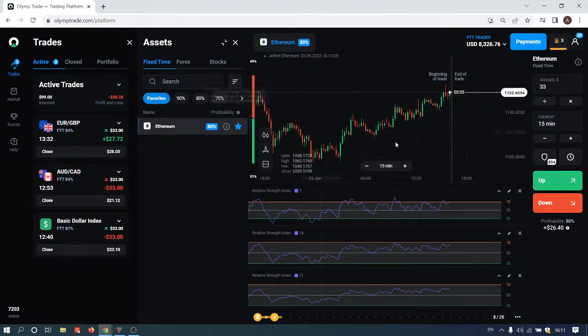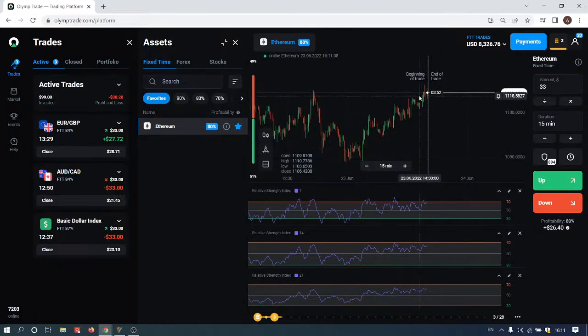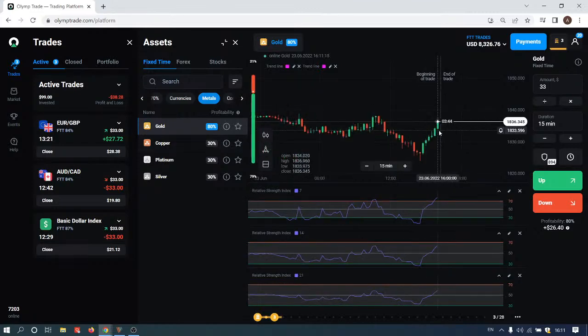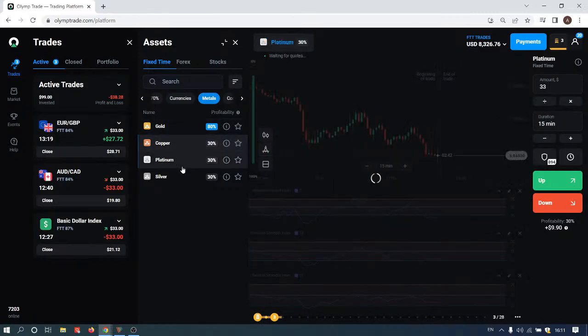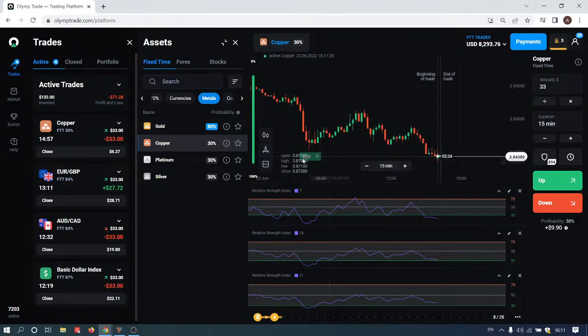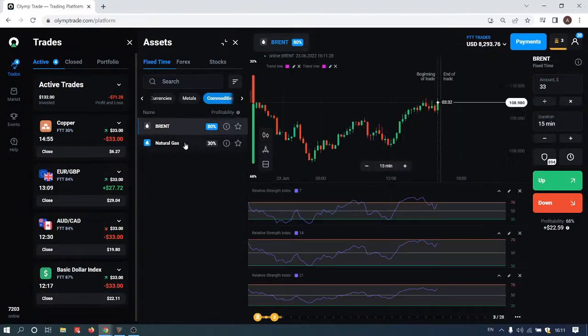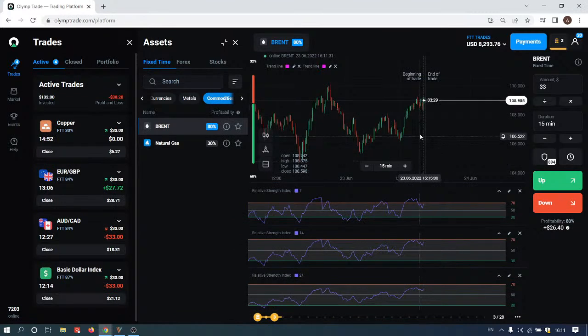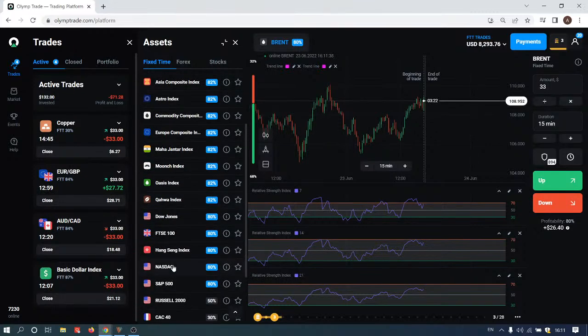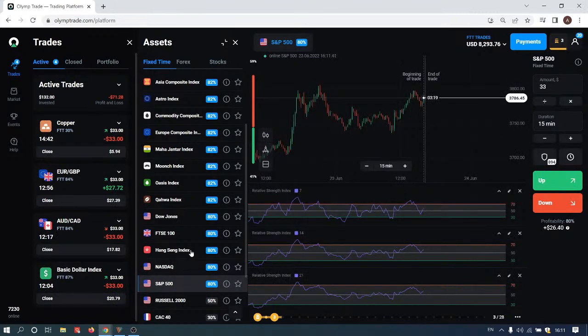So, wow, Ethereum is once again trading above the 1100 level. Nice. Some metals. Gold. Yes, I think we can open a trade on copper as well, even though it has a rate of return of 30%, but still. So Brent, indices, so with Nasdaq.